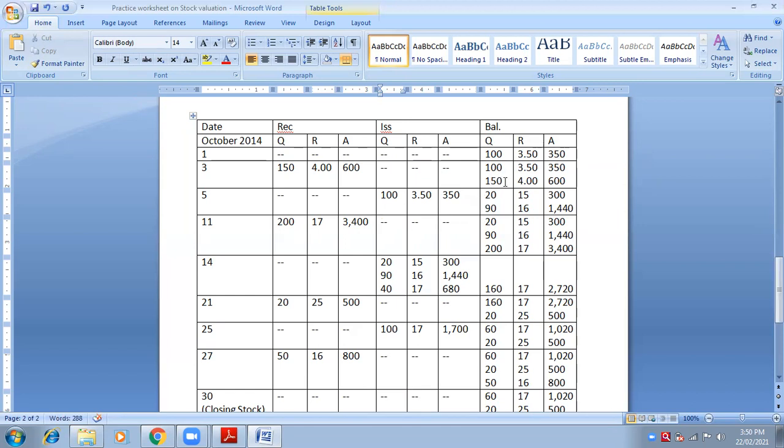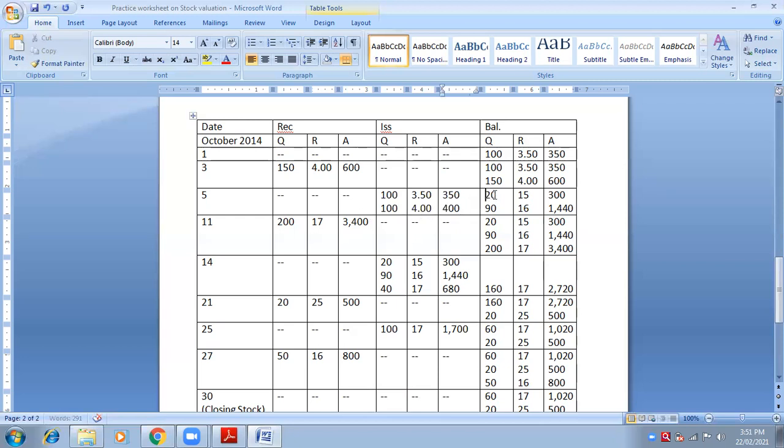So in the second slot, how many units do I have? 150. So from 150, can I take out 100 units and issue to the factory? Yes, ma'am. Out of 150, 100 can be taken out easily. So 100 units. What is the rate of 150 units? 4 rupees. Yes, very good. So the amount will be 400. 100 into 4, 400.